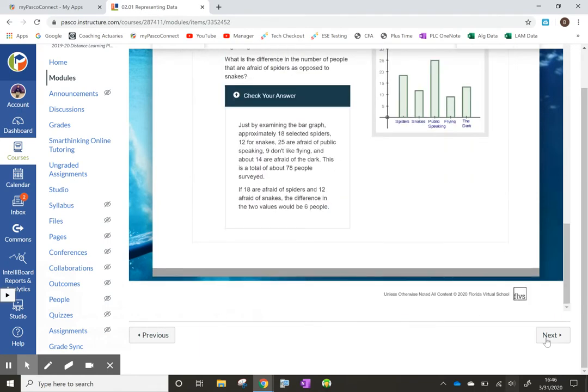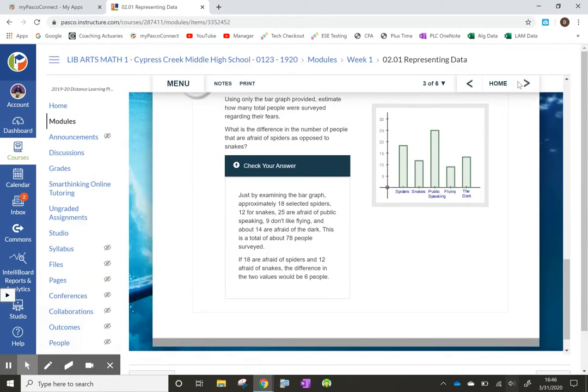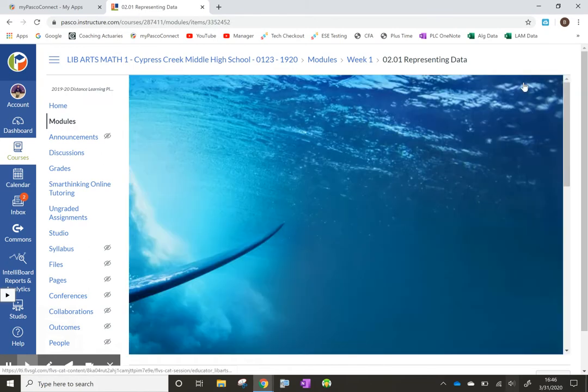Remember not to hit next at the bottom. Hitting next at the bottom will take you to the quiz. We have to go to the top, hit the arrow, and move on to page 4 here.